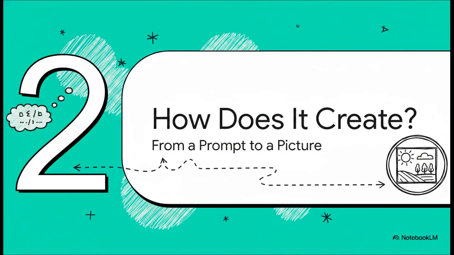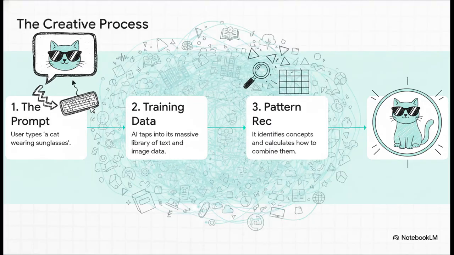So the big question is, how does it actually make something new? How does it pull this stuff seemingly out of thin air? Let's break it down with a really simple example, turning a few words, a prompt, into a picture. This really pulls back the curtain on the magic.